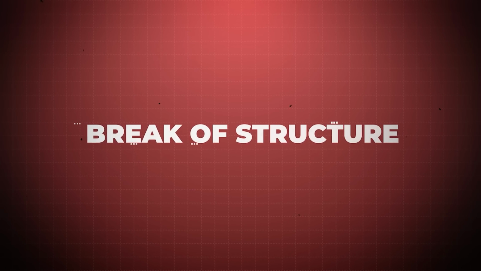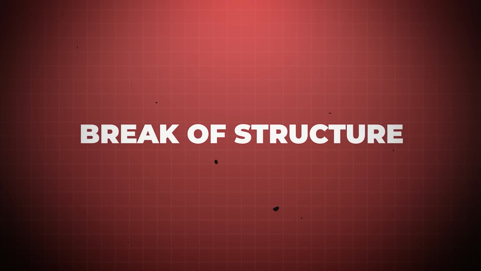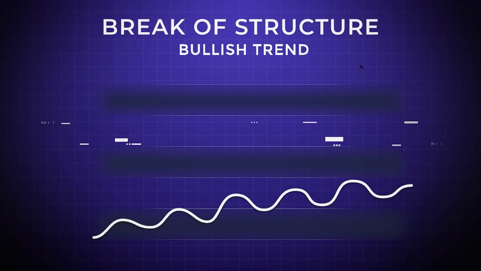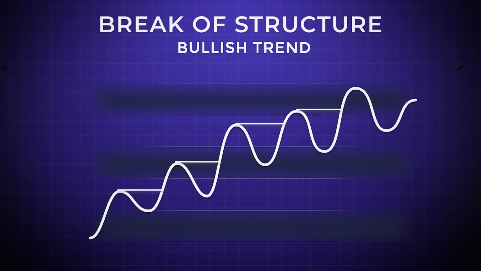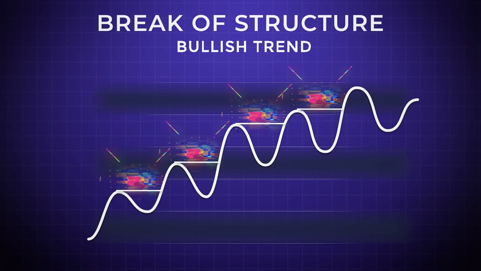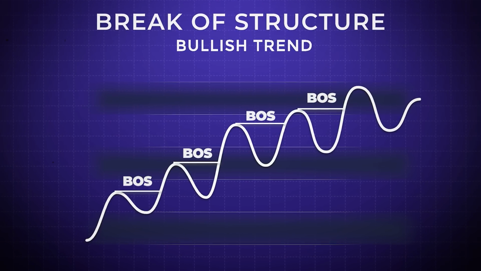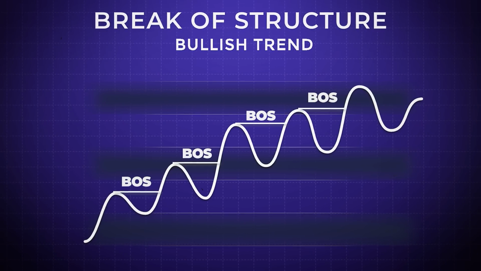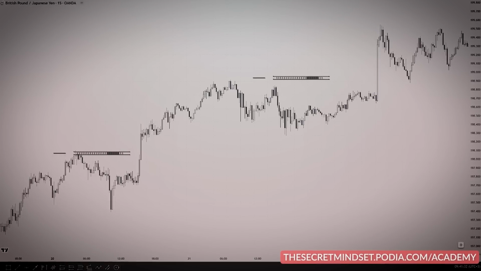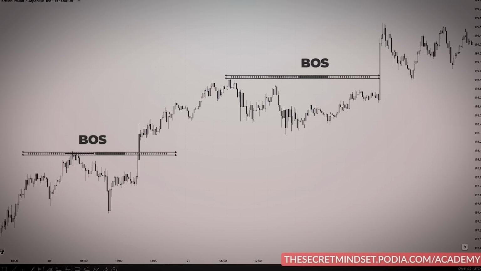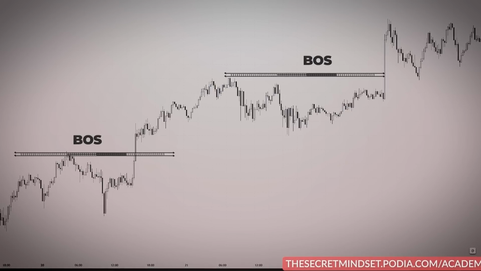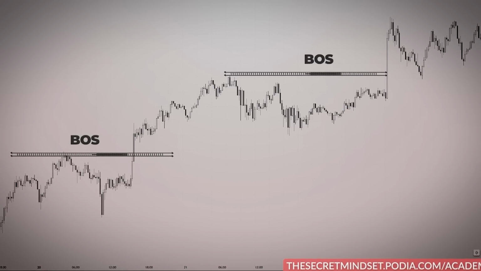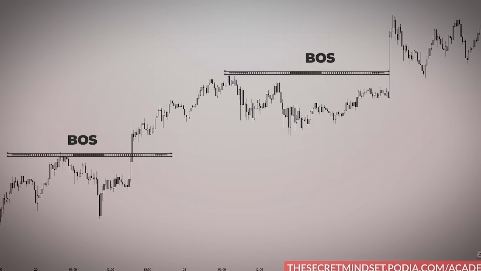The next smart money concept is the break of structure. Looking at this price chart, you see a series of swing highs and swing lows. When price breaks above the most recent swing high and closes above it, this is a break of structure to the upside. It means that the old structure, which was defined by the previous swing high, has been broken.